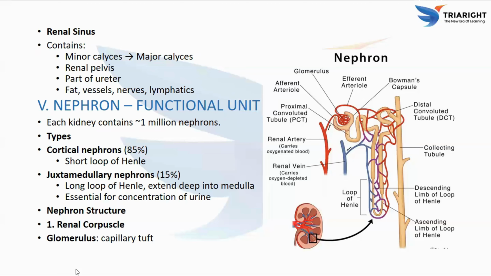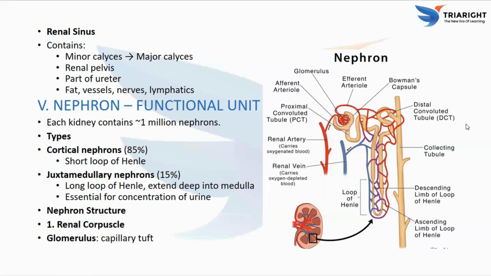The glomerulus is a network of capillaries. It filters blood like a sieve. It produces a filtrate, nothing but the primitive urine. Whereas the Bowman's capsule is a cup-like structure covering the glomerulus. It also collects the filtrate.